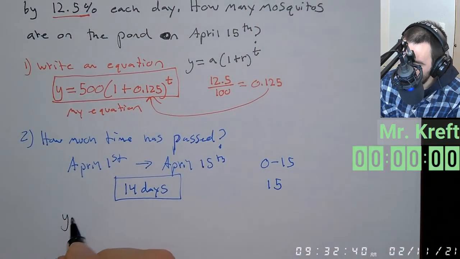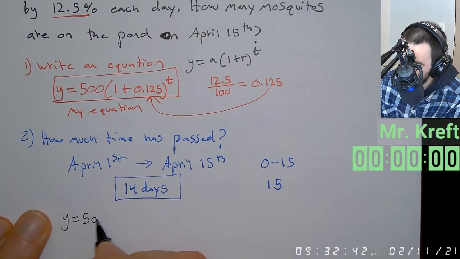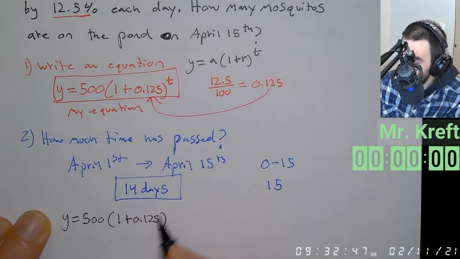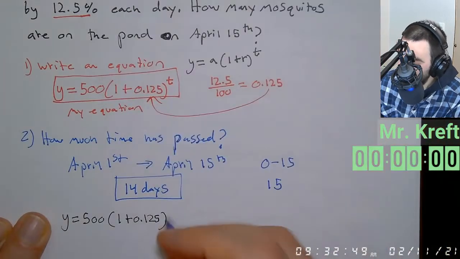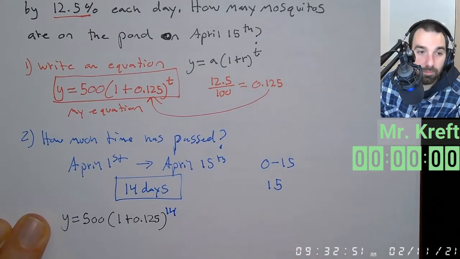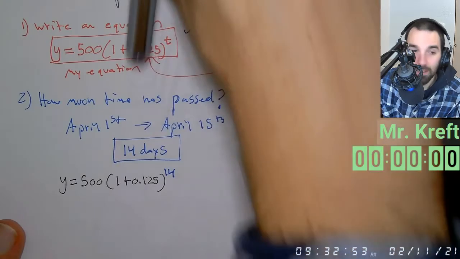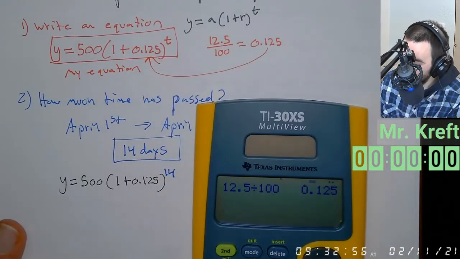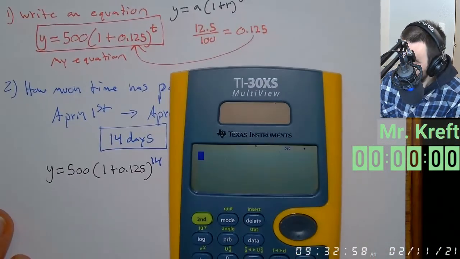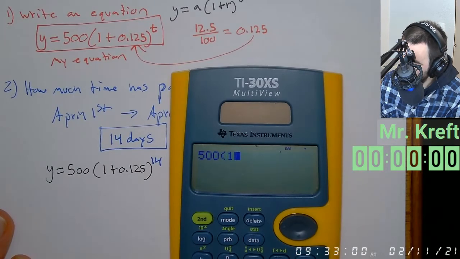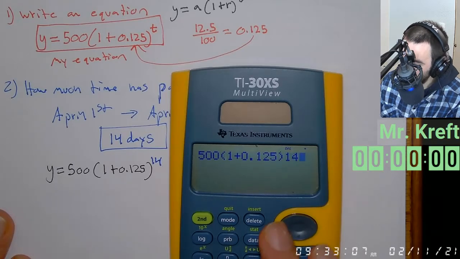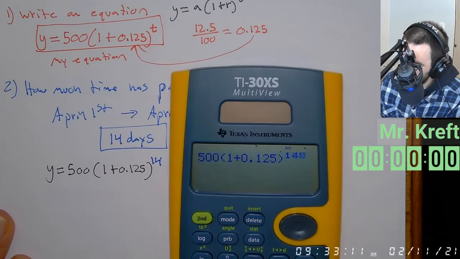I'm going to have y equals 500, and then I have 1 plus 0.125, and then I have to the 14. Okay, and if you type that into a calculator, I'm going to have 500 parentheses 1 plus 0.125 to the 14.